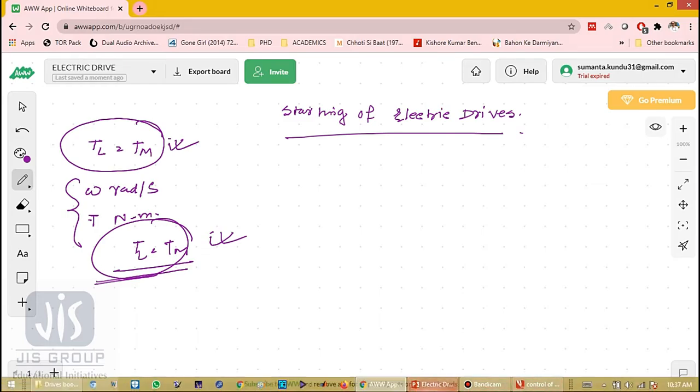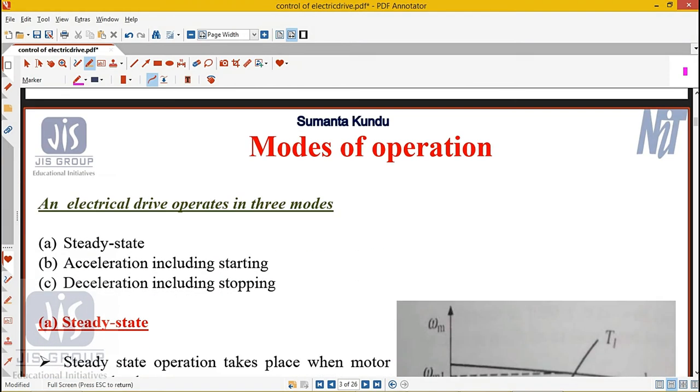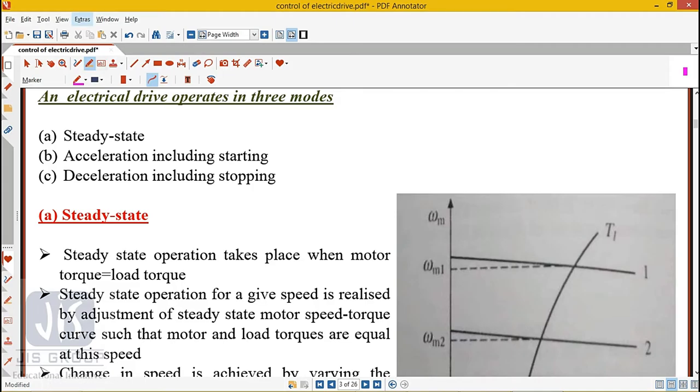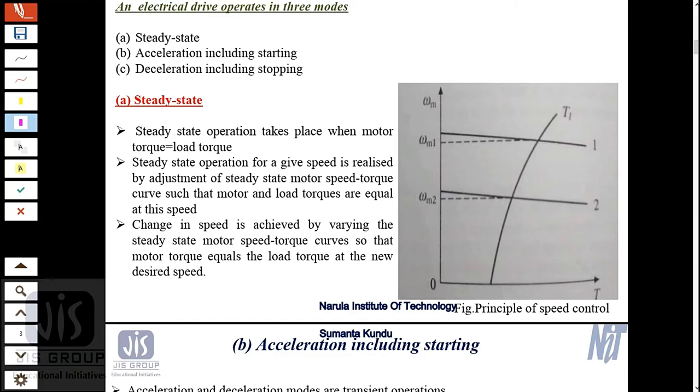Okay, now if we look into this torque versus speed curve, so this is my speed versus torque curve. Now by adjusting motor parameter, that is what I uttered just a few minutes back, we can get this curve number 1, and this is for speed omega m1. Now suppose the speed is changed from omega m1 to omega m2, then we will get this curve, and this is my load torque. So in both conditions you see that this is for omega m1 speed, and this is for omega m2 speed. Okay, and this steady state operation, that is load torque equals motor torque, is maintained.